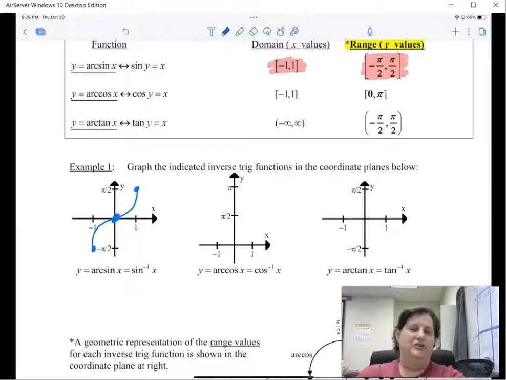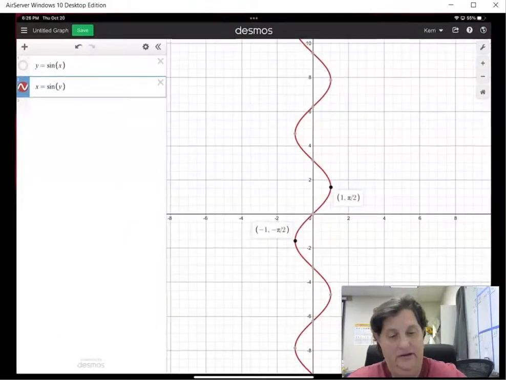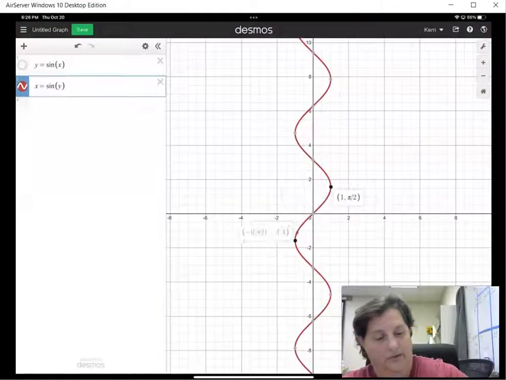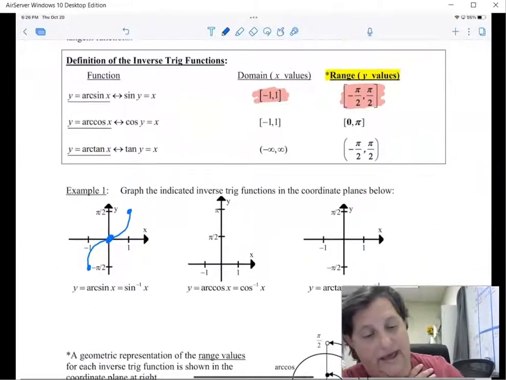Okay? So it's not a straight line. I'm just kind of exaggerating that a little bit so you can see it. That's what inverse sine looks like. It's just this little teeny part right there. Okay, next. These range values are kind of important, honestly.